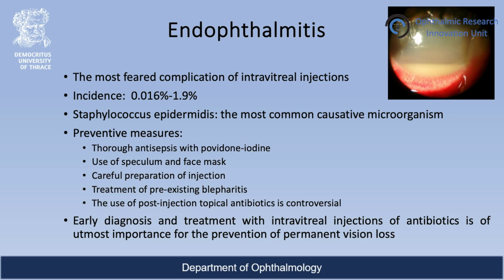The use of a speculum and face mask, careful preparation of injection, and treatment of blepharitis are considered essential steps, too. The use of post-injection antibiotic drops for the prevention of endophthalmitis is controversial. Early diagnosis and treatment with intravitreal injections of antibiotics are of utmost importance for the prevention of permanent vision loss.